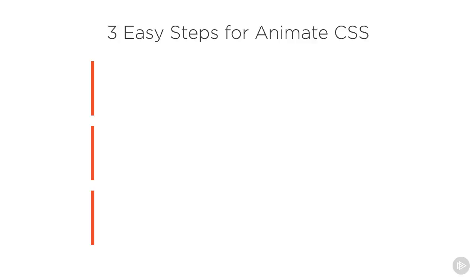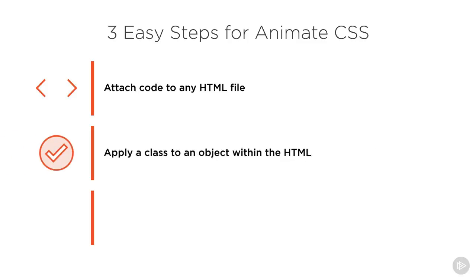And really, Animate CSS you can do in 3 different steps. It really is that easy. We're going to go further in detail with it, but the 3 main steps of working with Animate CSS are: 1, attaching the code to any HTML file and making sure that code library is attached to your file. The second one is apply a class to an object within the HTML. So if you want to animate a picture, you want it to fade in, then you apply that class to that picture. And then lastly, you just go in and you preview the animation. It's really that easy, just going through those 3 different steps of attaching the code, applying the class to the object, and previewing the animation.